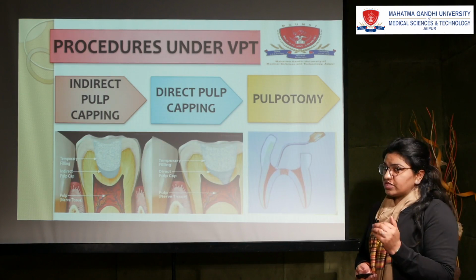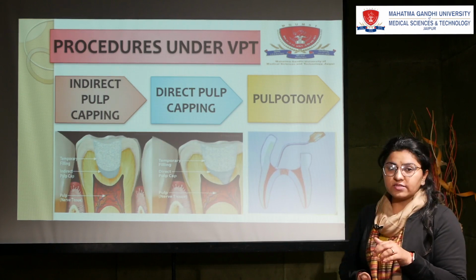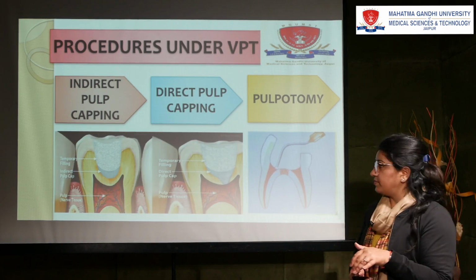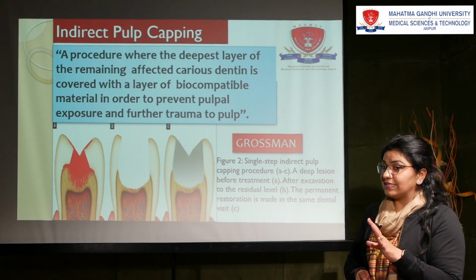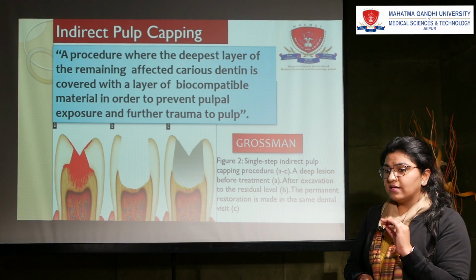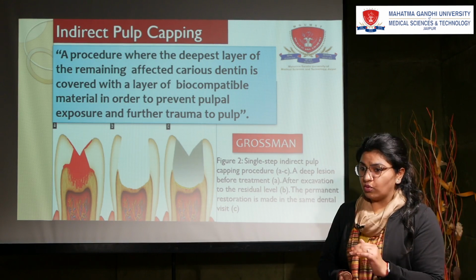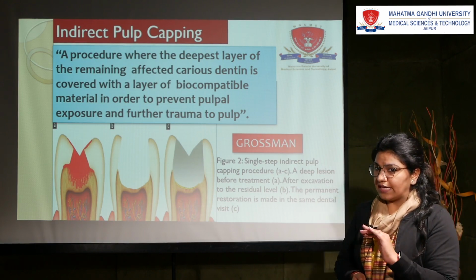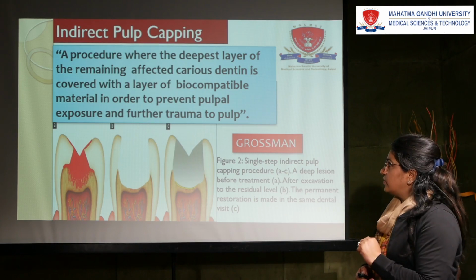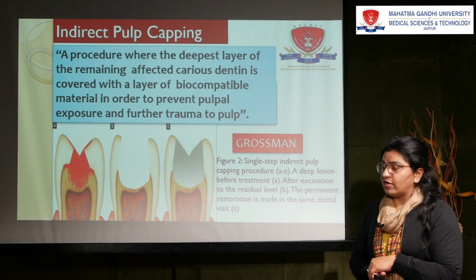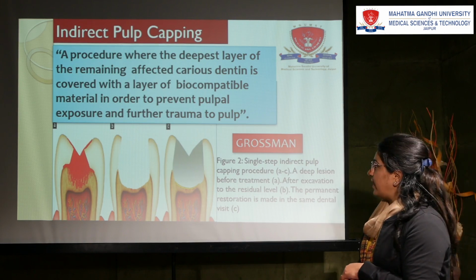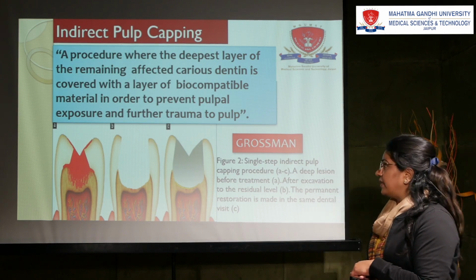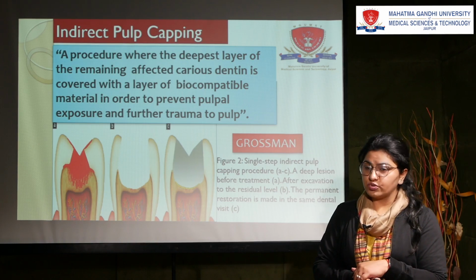Now the procedures which are done are indirect pulp capping, direct pulp capping, and pulpotomy. When we talk about indirect pulp capping, as the name suggests, the pulp is still not exposed and we are covering it. Capping it, covering the pulp. This is a procedure where the deepest layer of the remaining affected carious dentine is covered with a layer of a biocompatible material in order to prevent pulpal exposure and further trauma to the pulp.